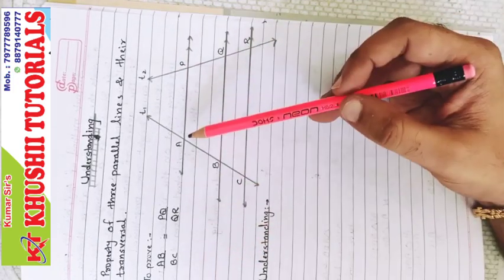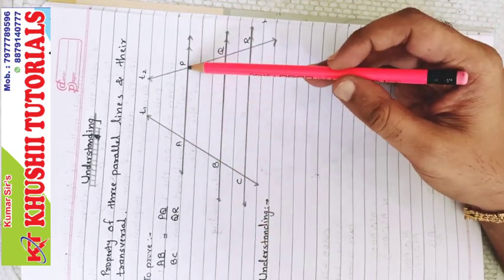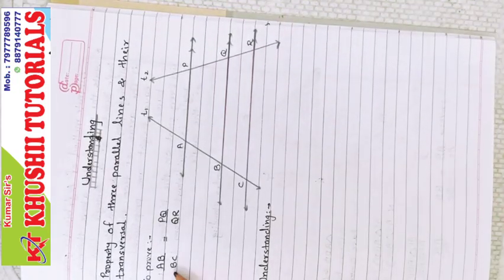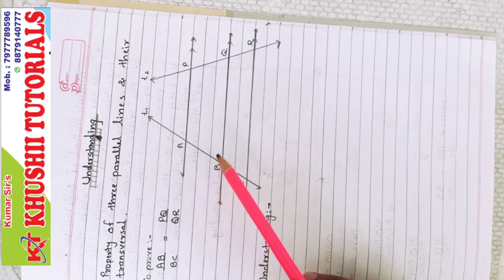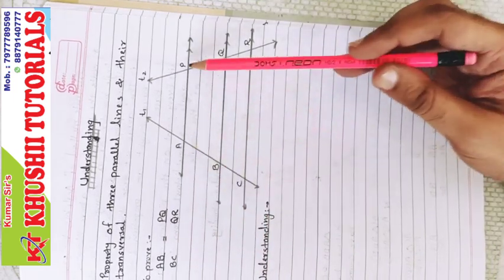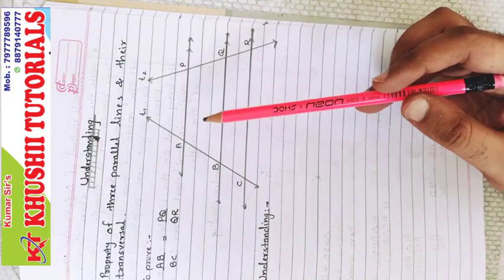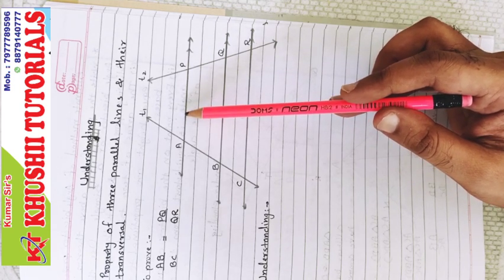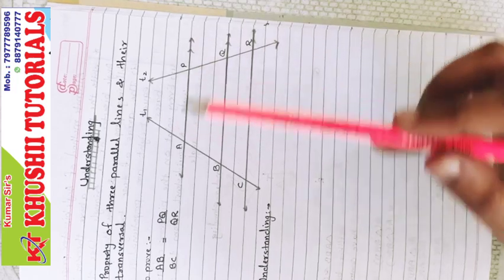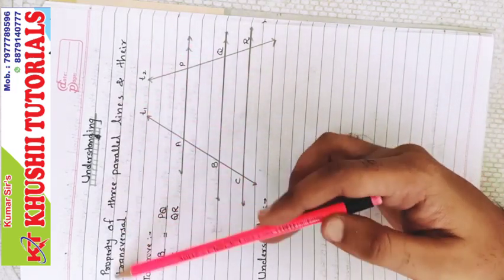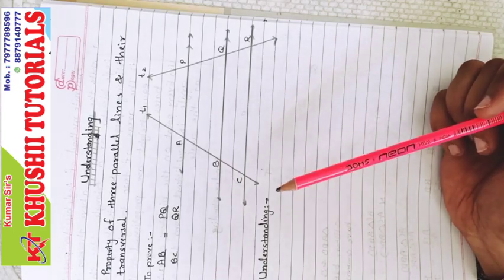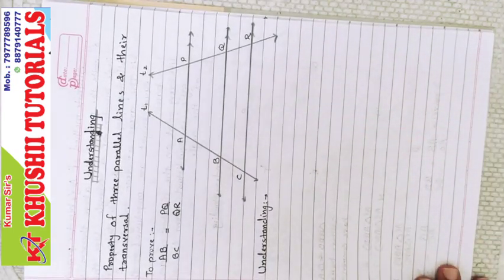We have to prove AB upon BC equal to PQ upon QR. Right? So we have to prove this thing. To prove this, we have to use BPT, that is basic proportionality theorem. So this theorem is nothing but the application of BPT, that is basic proportionality theorem.